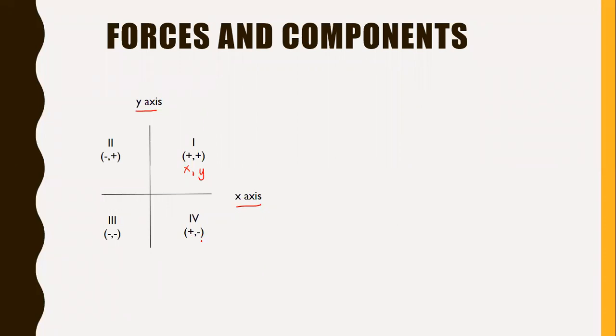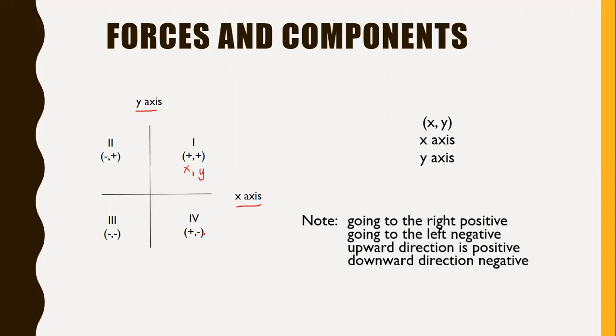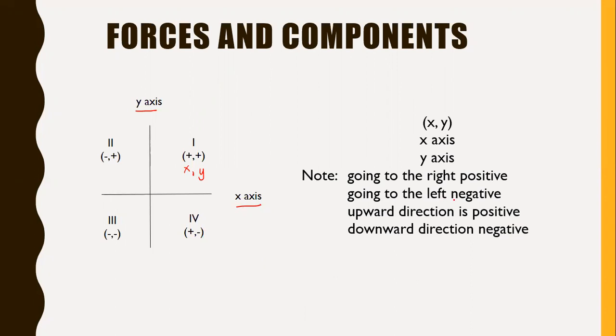Going to the right, positive. Going to the left, negative. Y, positive upward, negative downward. Note, going to the right is positive, going to the left is negative. Upward direction is positive. Downward direction is negative.